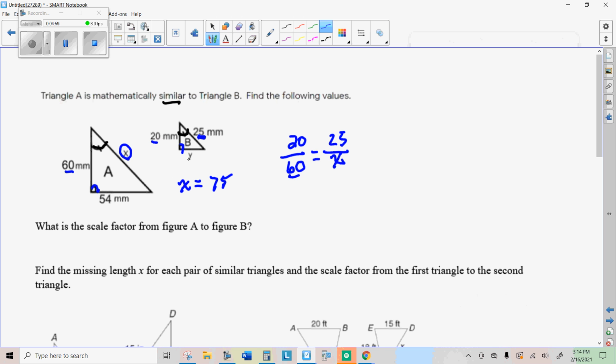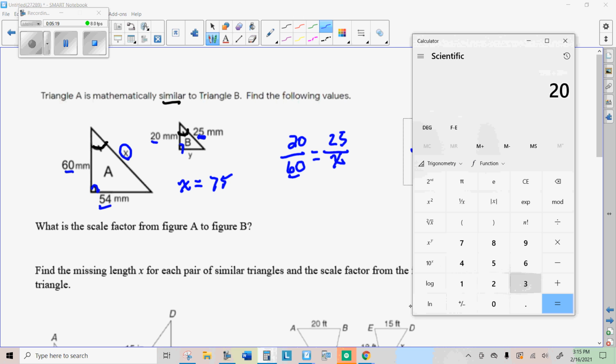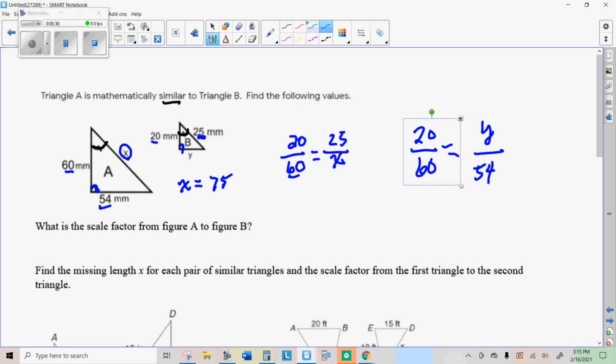Okay, now for y, y is on the small one, so I'm going to start with, remember, 20 is from the small, 60 is from the big, those are corresponding sides. Y is from the small one, so I'll put that up by the 20. And the number that goes with y is 54. And then I'll just do the math again. I'll do 20 times 54 divided by 60. And that's 18. I should have labeled that y, not x. Oh, I did. There it is. So y equals 18.